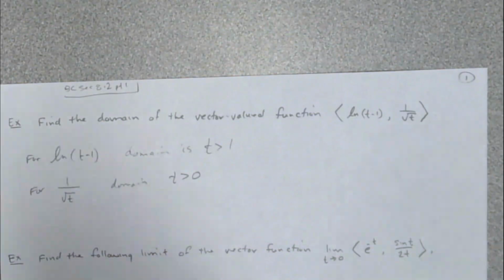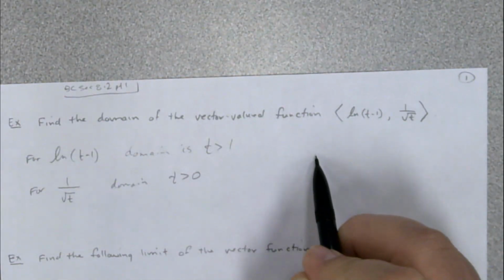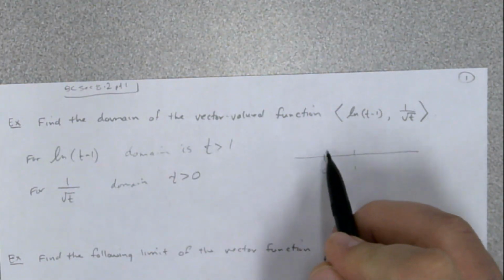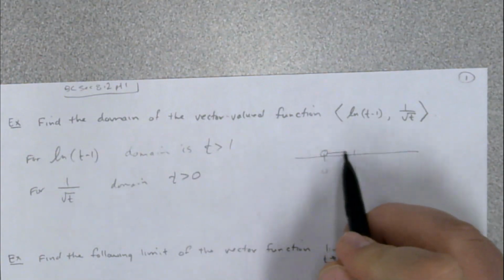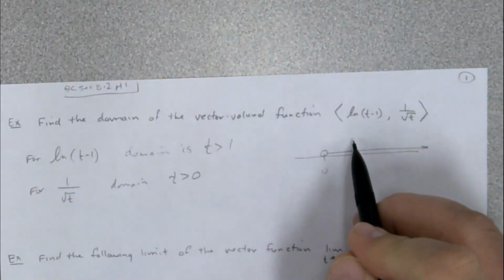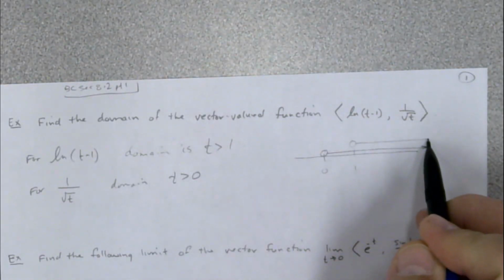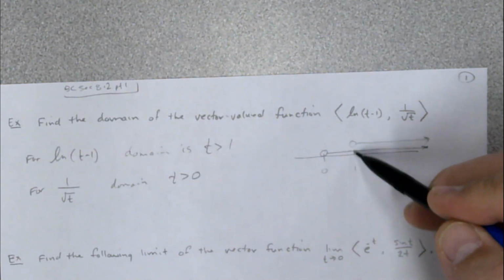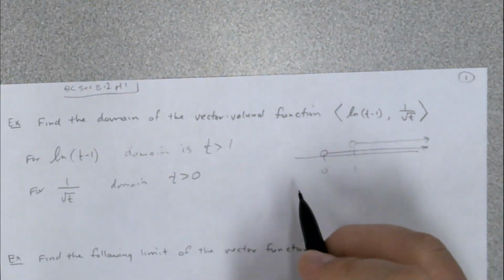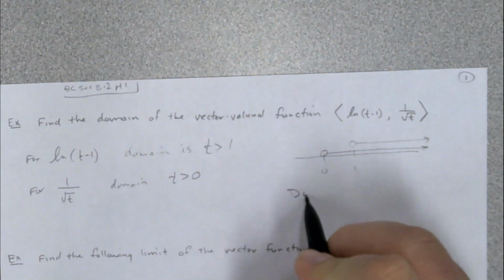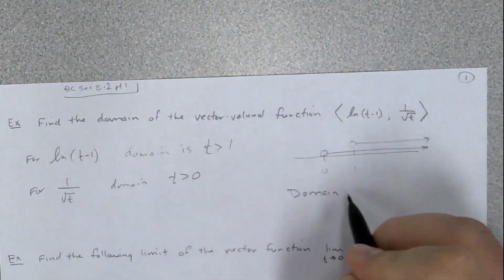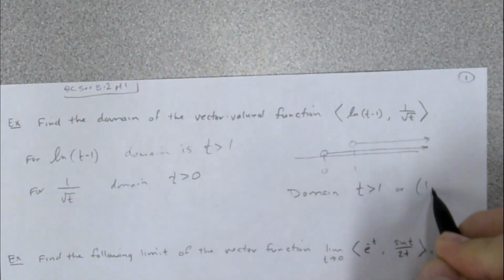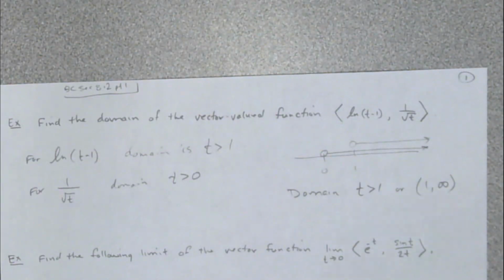If you do a number line overlap of each of these, you can see how it lays out. Here's 0, here's 1. The bottom one has to be greater than 0, and the top one has to be greater than 1. The overlap is your domain, which means from 1 on is the domain. So the domain of this vector valued function is t greater than 1, or you can write it in interval notation like so. Okay?